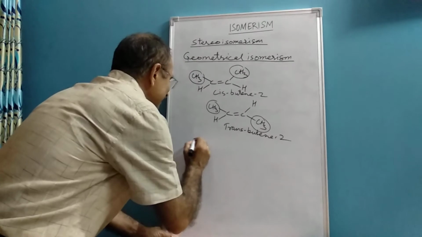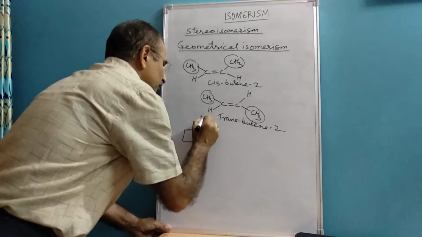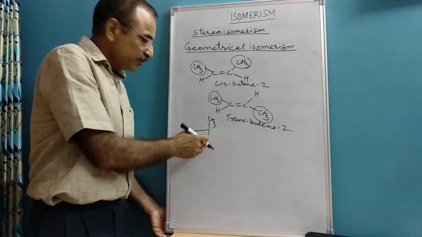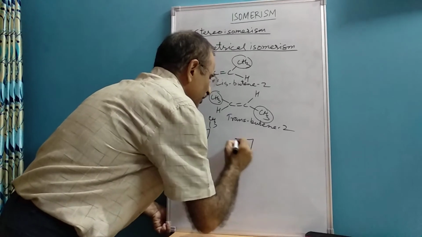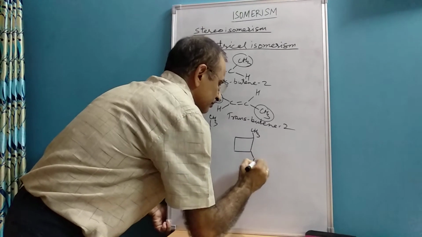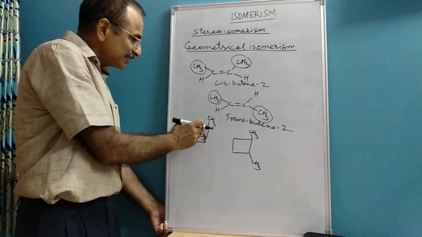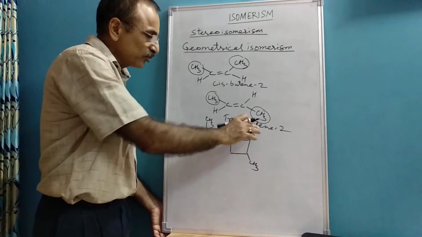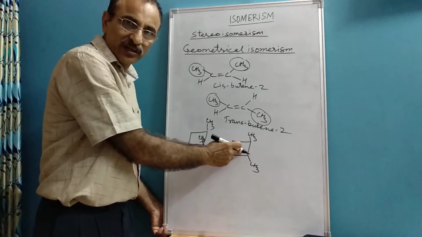You can have cyclic compounds also. Let's consider you are having 1,2-dimethyl cyclobutane. Here you can have another 1,2-dimethyl cyclobutane. In this case, both methyl groups are in the same plane. Here both methyl groups are in opposite plane. This one is cis, this one is trans.